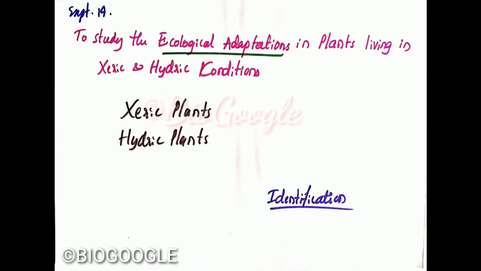Okay, next, experiment number 14, to study the ecological adaptations in plants living in xeric and hydric conditions. In a desert we have xeric plants, in water we have hydric plants. So we will study the adaptations of plants in desert and the adaptations of plants in water. One of the xeric or hydric plants will come in the identification part, that will carry 2 or 3 marks. It's a compulsory spotting, so practice it very well.